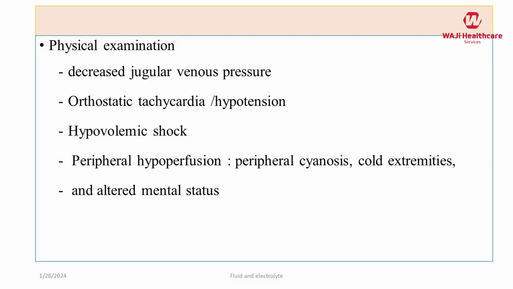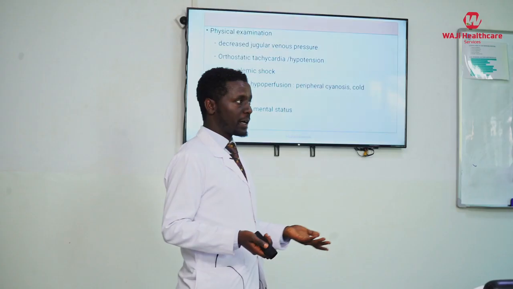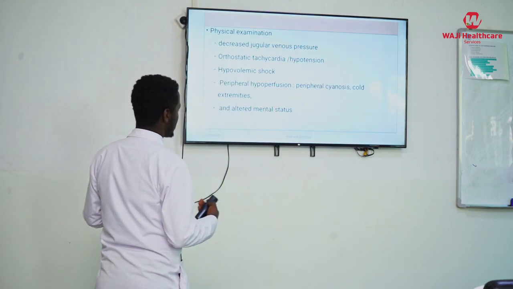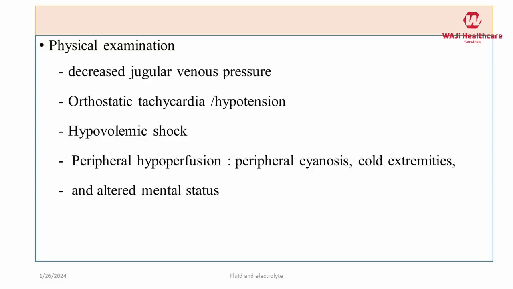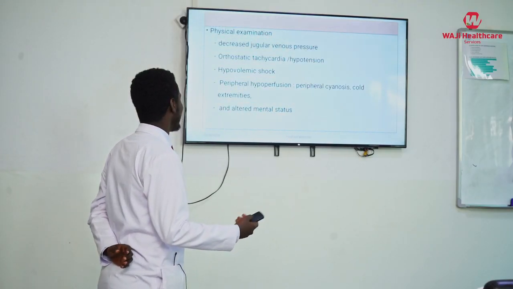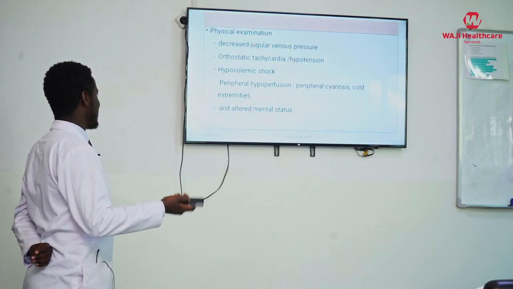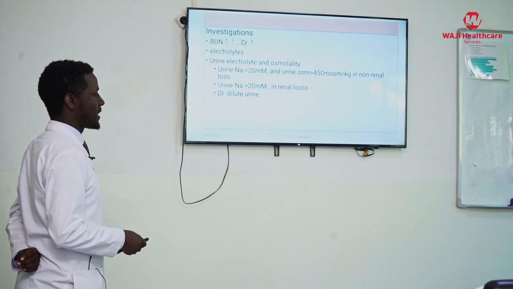So on physical examination, a patient with hypovolemia usually has decreased JVP, and they will be orthostatic tachycardic or orthostatic hypotensive, or frankly hypotensive ሊሆኑ ይችላል, supine hypotension. If not intervened, they can progress to hypovolemic shock, and they usually have peripheral hypoperfusion like peripheral cyanosis, cold extremities, and in pediatrics loss of skin turgor, or delayed skin turgor, will be the manifestation. And the other is altered mental state.